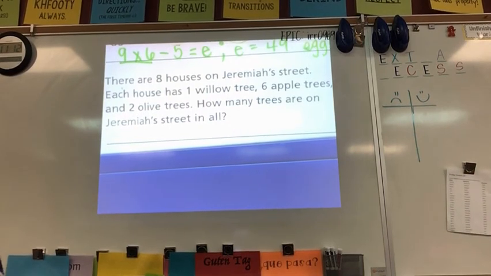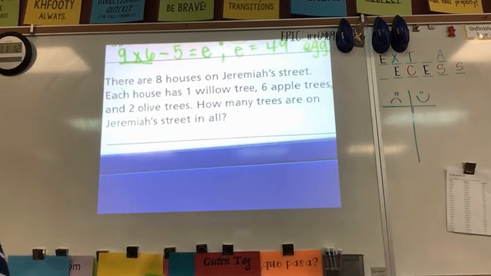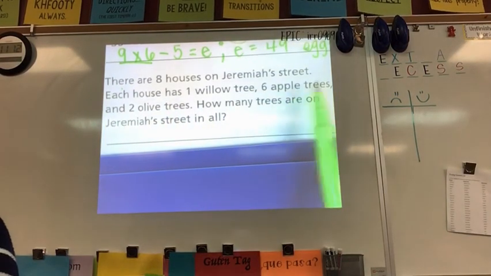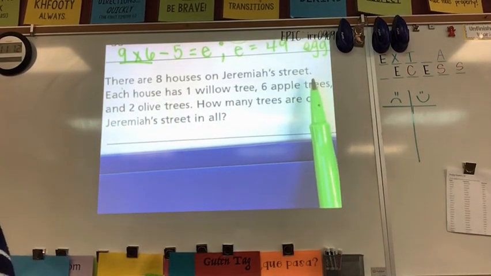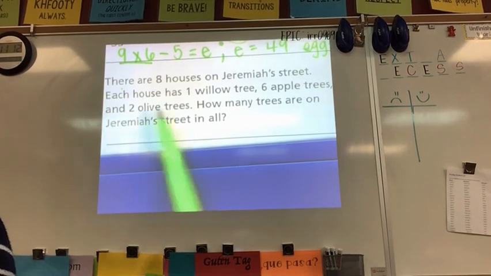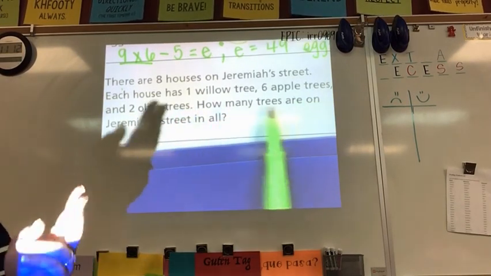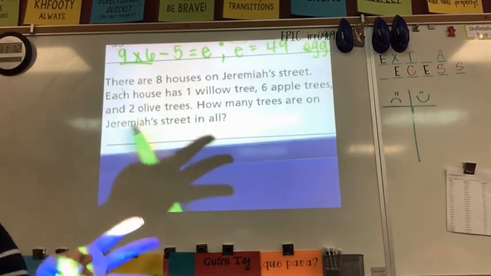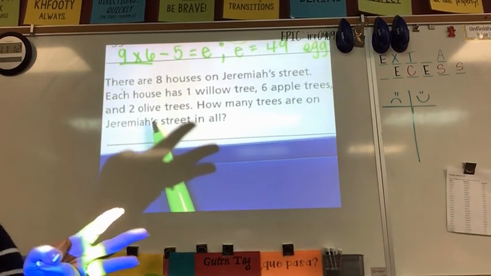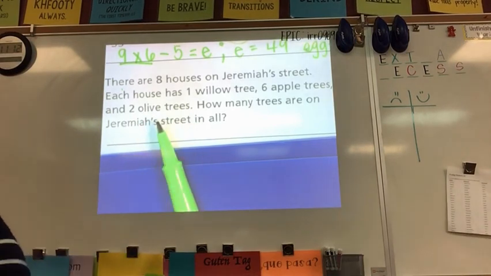Alrighty, hocus pocus. Let's read the first sentence. There are 8 houses on Jeremiah Street. Can I do a math equation with that first sentence yet? No. Okay, I'll keep going. Each house has 1 willow tree, 6 apple trees, and 2 olive trees. Can I do something with that? Yes. What would I be trying to figure out with that, Ryland?